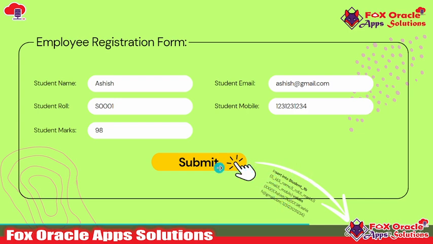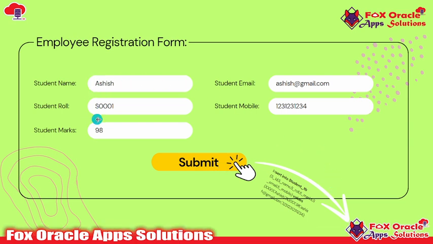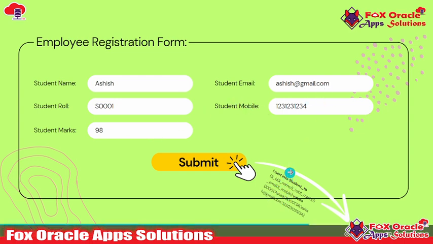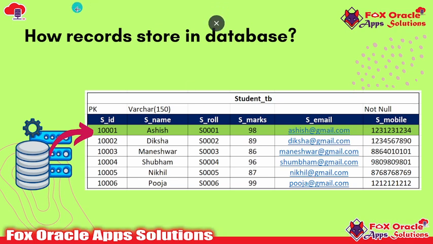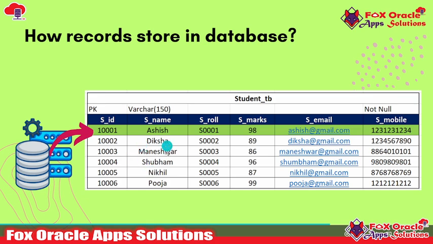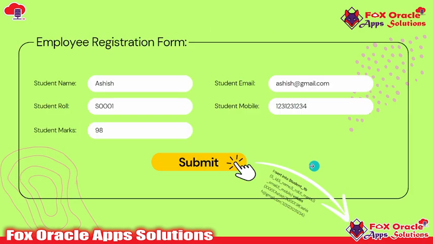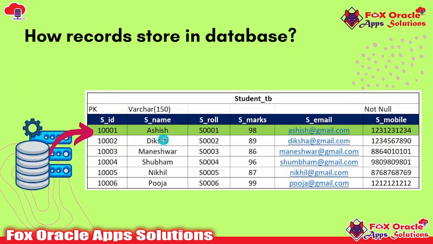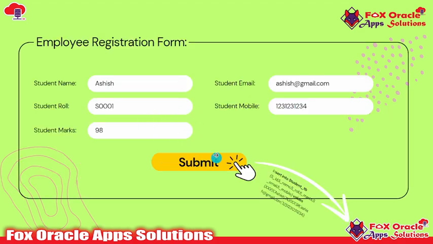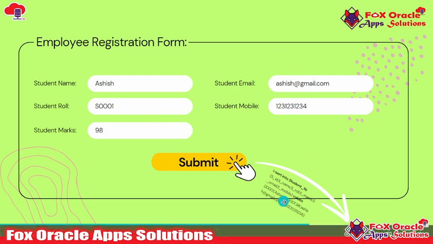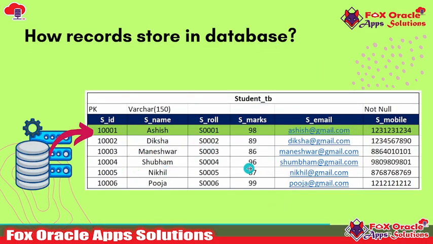And what will happen whenever user will click on this submit button, all this information, whatever we provided here, will be inserted into this table, that student underscore TB. So once user clicks on this submit button, that record moves to this table, and this record will be available here. Student ID 1001, name, role as 001. I took the remaining information of the student as an example, so that you can get to know that next time, user will come and again provide the information of Diksha, Maneshwar, Shubham one by one. And whenever they click on submit, all this information will move to the database table and it will be stored in this table.